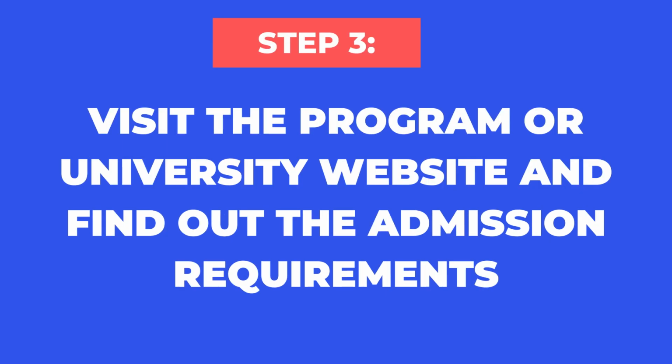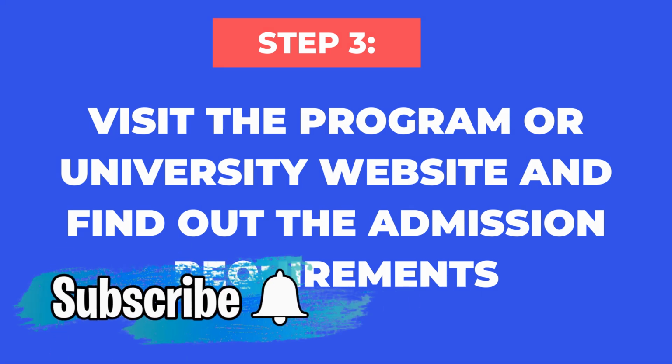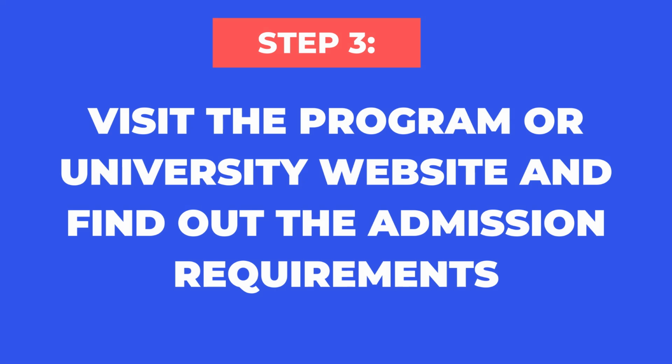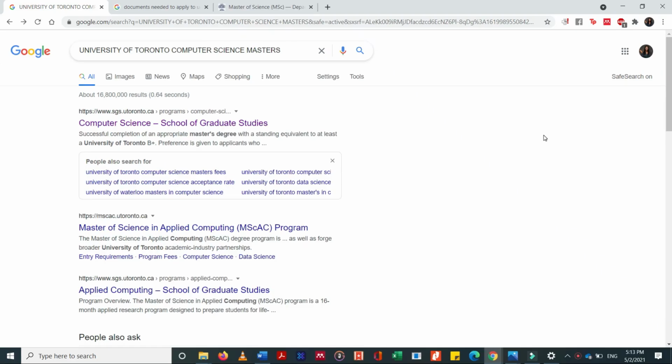Step 3. Once you find the school, visit the program or university website and find out the admission requirements, the needed documents, and most importantly, deadlines. If you have questions or doubts about some of the documents, feel free to email the school with your questions.